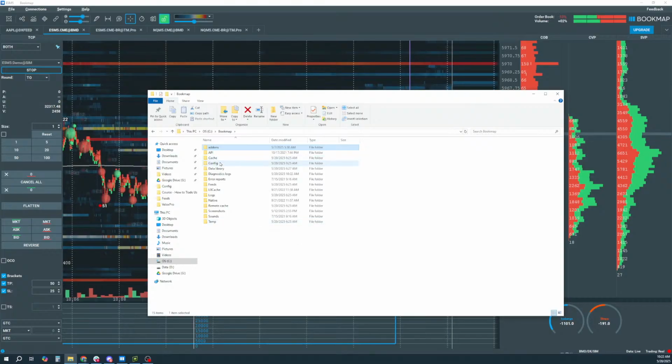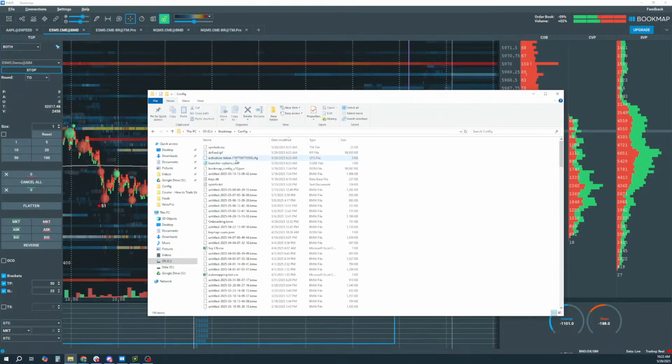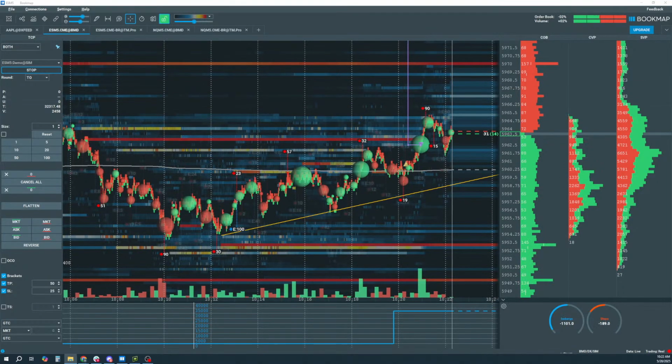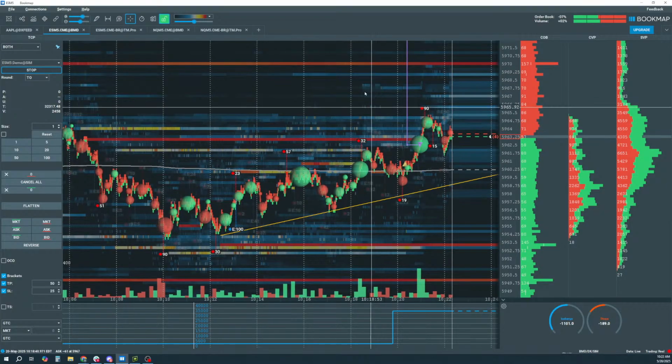I'm sorry, maybe it might be under the config folder. Anyway, I'll get back to you on that one. It's been a little while since I looked at that.